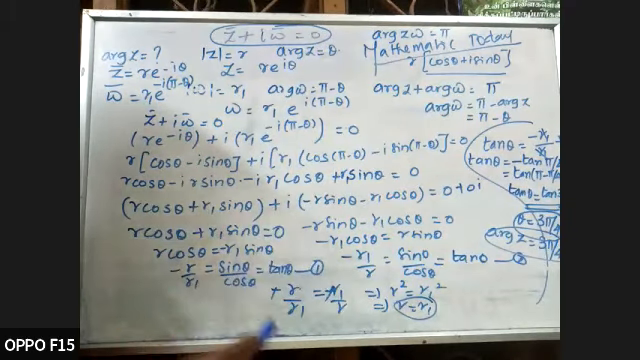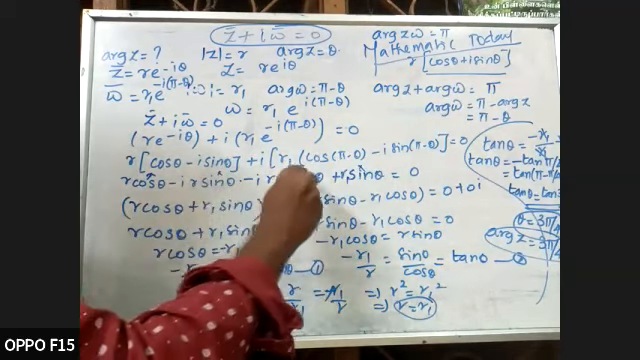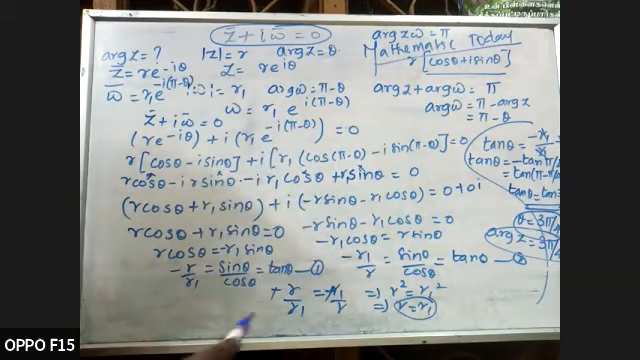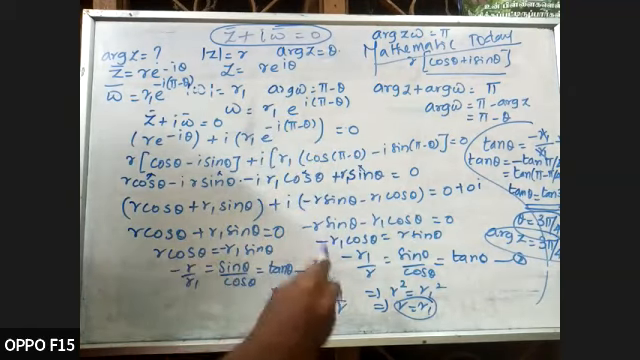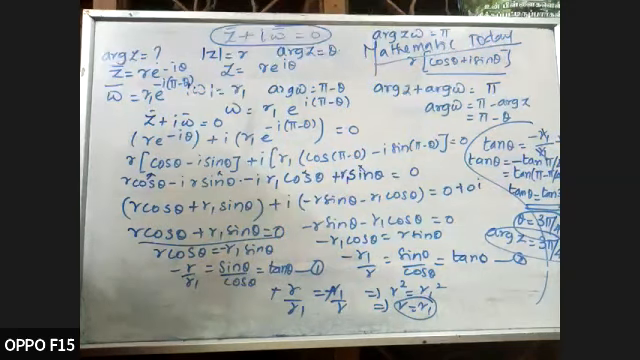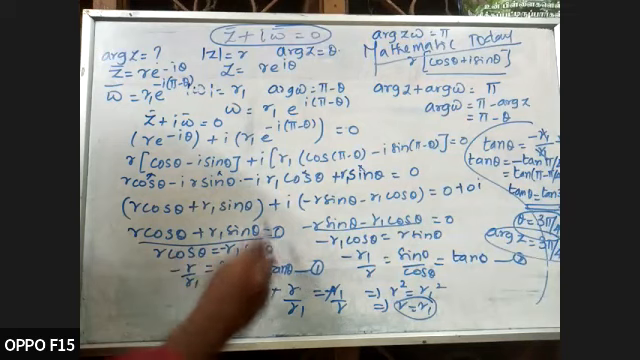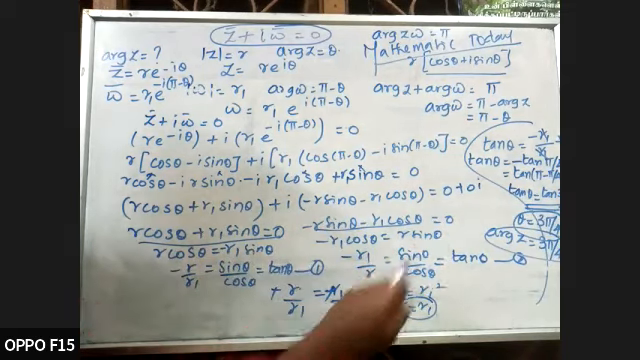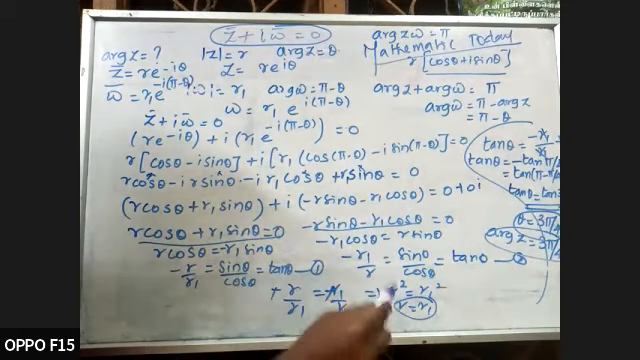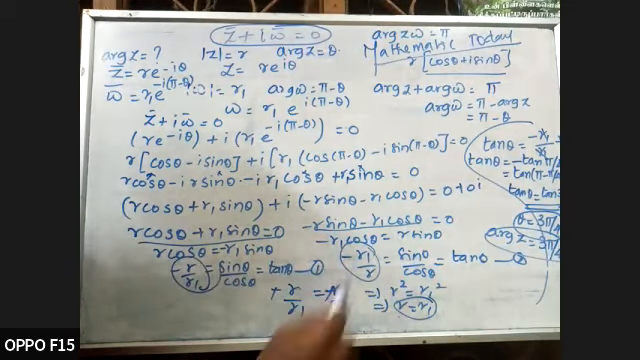Now I am equating the real and imaginary parts. The real parts are r cos theta and r1 sin theta. The imaginary parts are minus r sin theta and minus r1 cos theta. Equating, I get r cos theta plus r1 sin theta equals 0, and minus r sin theta minus r1 cos theta equals 0. From this, I get minus r by r1 equals tan theta, and minus r1 by r equals tan theta. Both equations are equal, so comparing the left-hand sides, we get r equals r1.